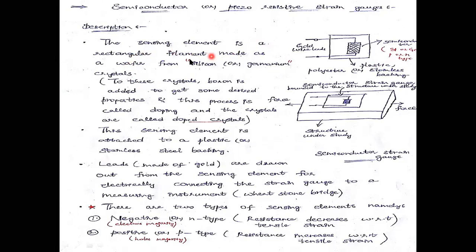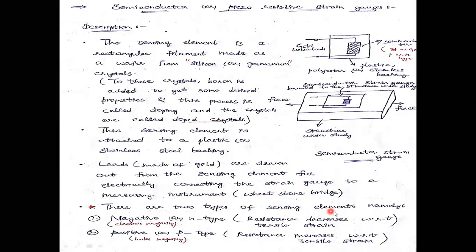Here, the sensing element is a rectangular filament made in wafer form, that is silicon or germanium crystals. To these crystals, boron is added to get some desired properties, and this process is called doping, and the crystals are called doped crystals. This sensing element is attached to a plastic or stainless steel backing. Leads made up of gold are drawn out from the sensing element for electrically connecting the strain gauge to a measuring instrument, that is Wheatstone bridge.